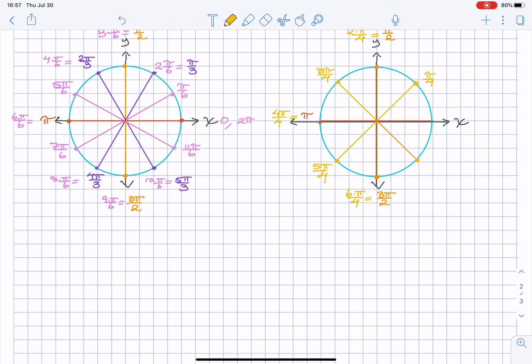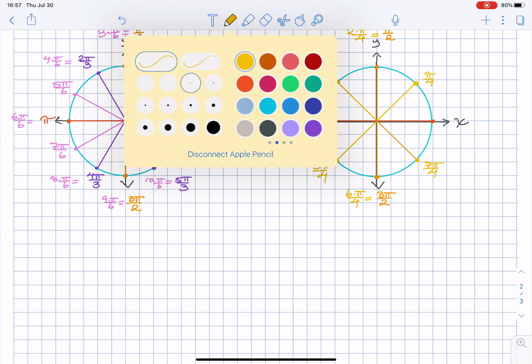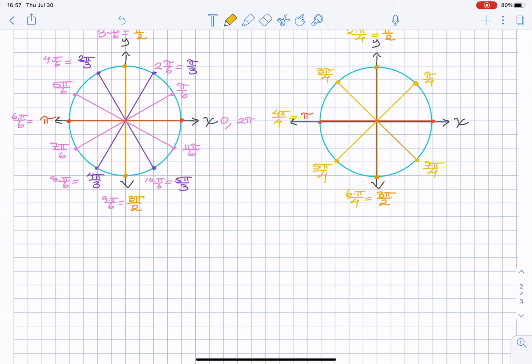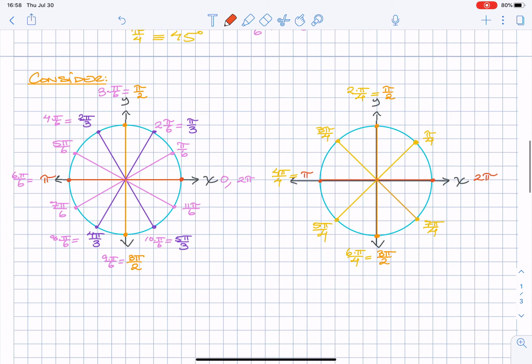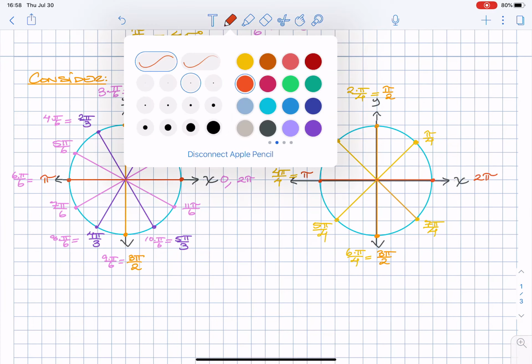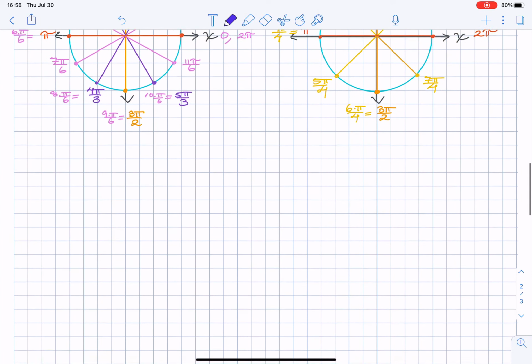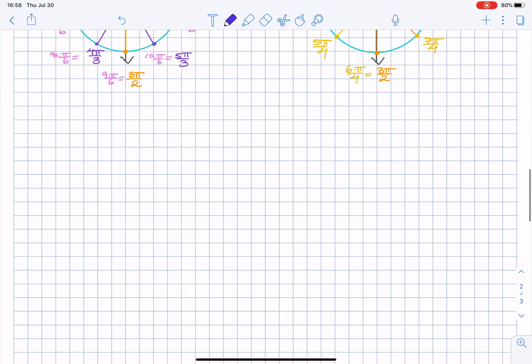And last but not least, 7 pi over 4 doesn't really reduce. And coming full circle, we have 8 pi over 4, which of course 4 goes into 8 twice, so this is 2 pi. Check mark. Okay, so this is counting up by 30 degrees and 45 degrees. So from this we can create the unit circle, because each of those was a circle of radius 1.